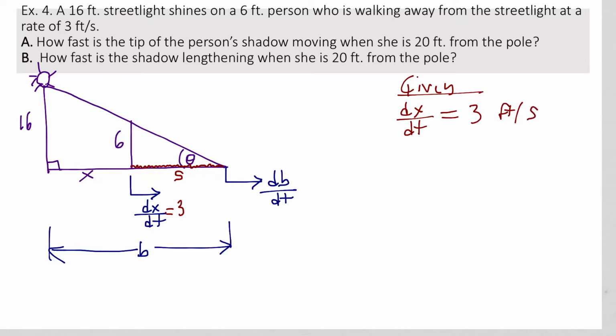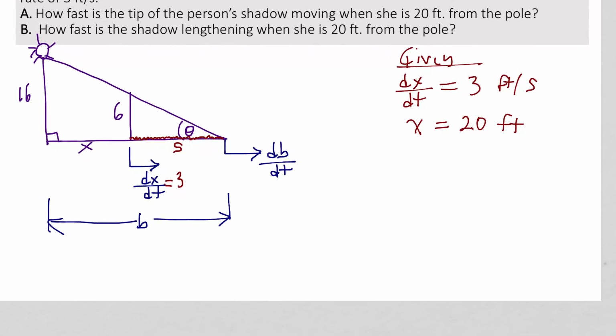All right, part A: how fast is the tip of the person's shadow moving when she is 20 feet from the pole? So here's the tip of the person's shadow. We're interested in the instant in time when this person is 20 feet from the pole. And what they're asking for here in A is how fast this tip is moving. That's db/dt, this tip right here. This length b is changing. How fast is it changing?